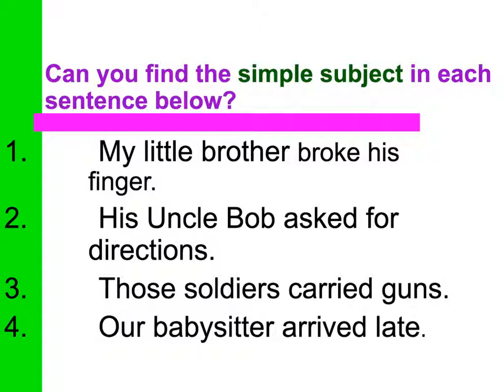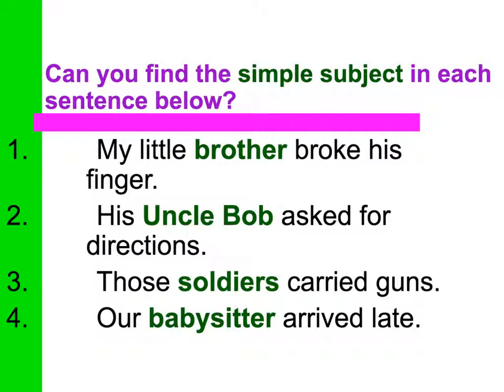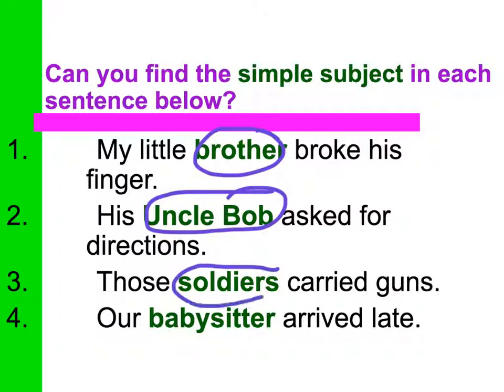Can you find the simple subject in each of our sentences that we've been looking at? Pause our video, take a second, decide what the simple subject is, and then come back and check your answers. Okay, the simple subject: brother, Uncle Bob, soldiers, babysitter. All these other words have been removed because they are just giving more information about the simple subject.